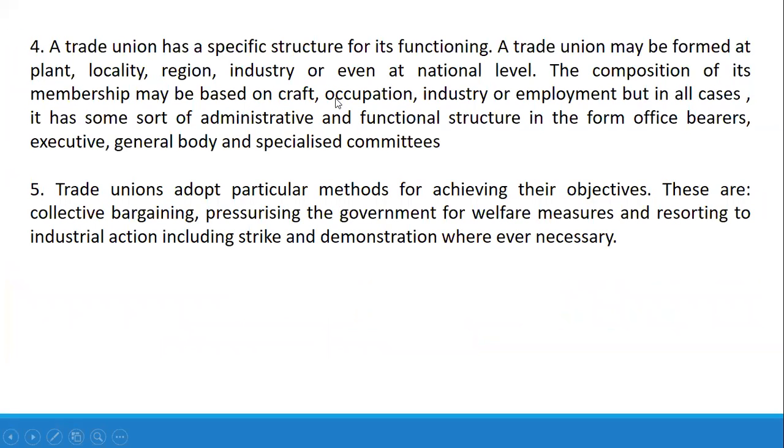The fourth element is that a trade union has a specific structure and functioning. A trade union may be formed at a plant, a locality, a region, an industry, or even at the national level. So a trade union may be formed at any place.